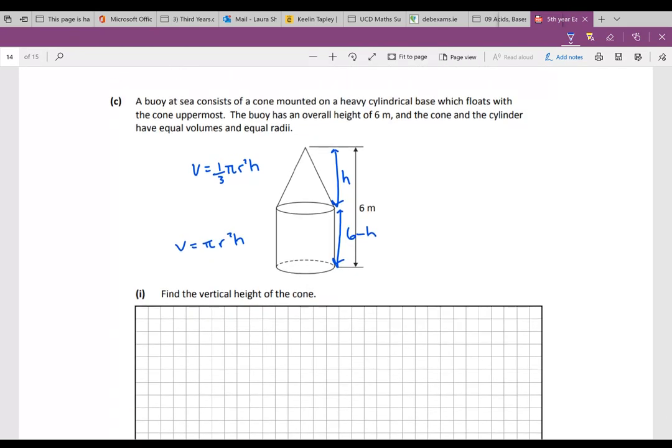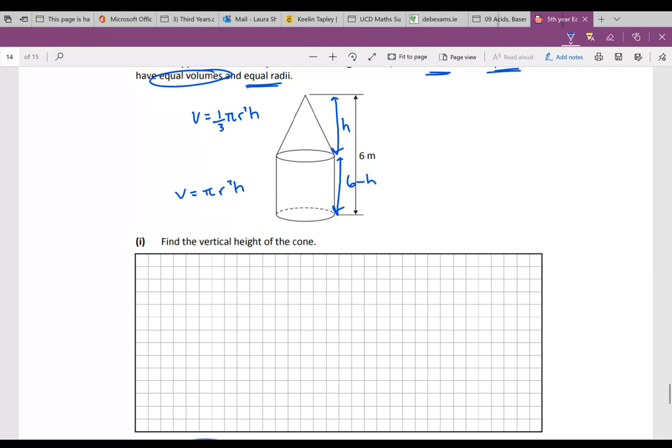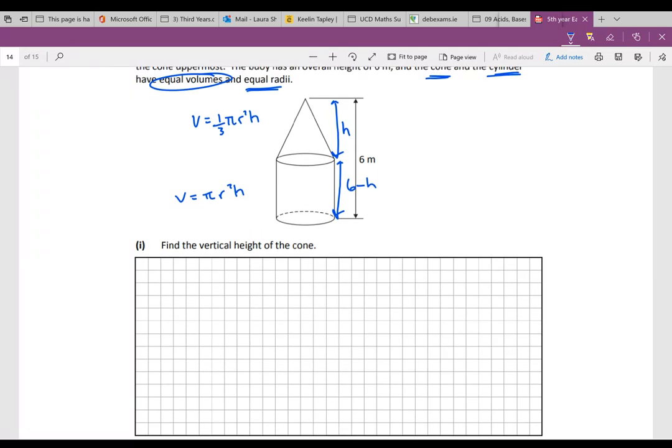Okay, the next one. A buoy at sea consists of a cone mounted on a heavy cylindrical base which floats with the cone uppermost. The buoy has an overall height of 6 meters, and the cone and the cylinder have equal volumes and equal radii. Find the vertical height of the cone. So first of all, we've got 6 meters. I'm looking for the height of the cone, so I've called it H. If the whole height is 6, well then this one has to be 6 minus H.